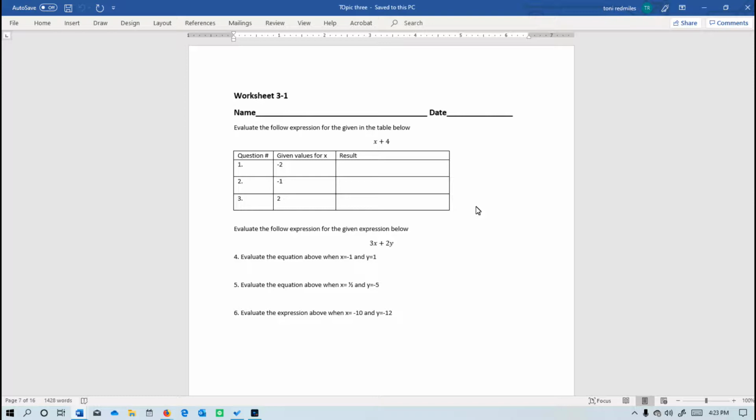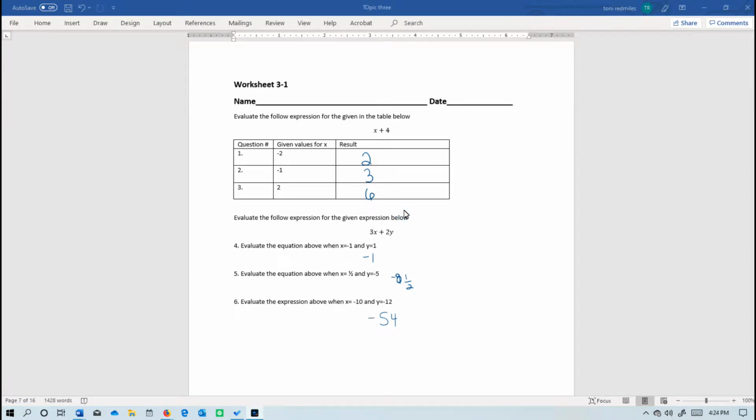So give me a few minutes. I'm going to throw those answers up here. So there you go. Here are the answers to this worksheet. If you're in my class, please pause and grade yourself right now. And whenever you're ready, we'll talk about this.